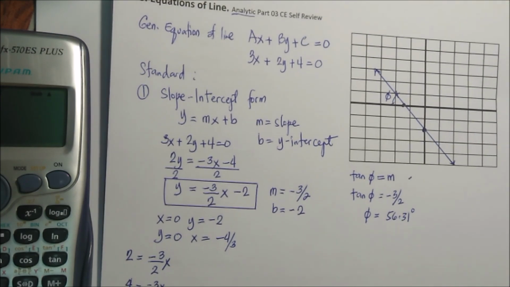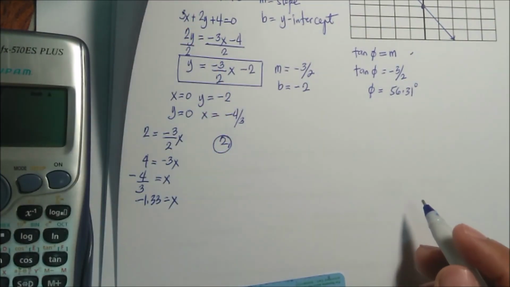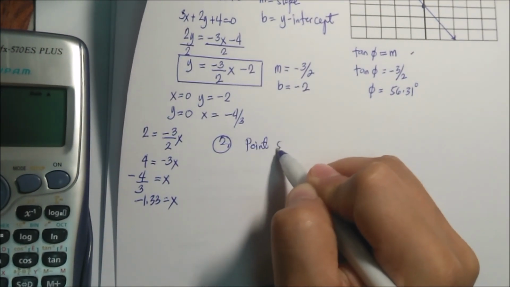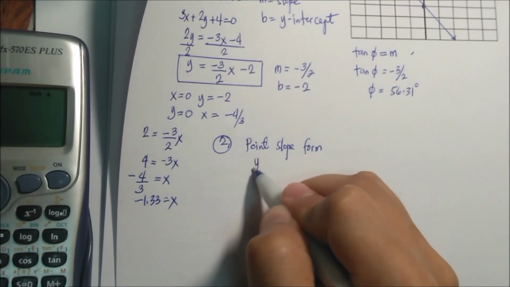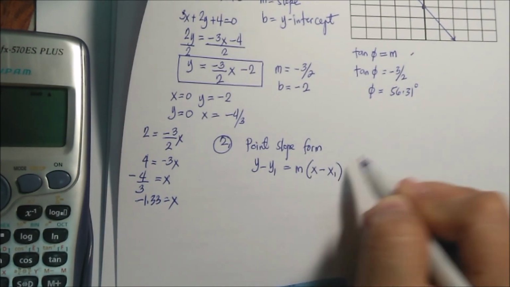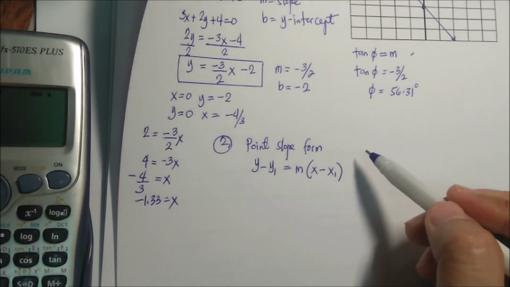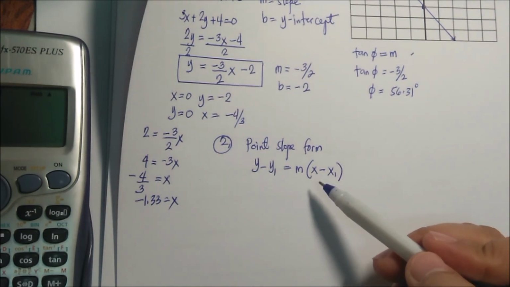Next, we have number 2, point slope form. This one is in the form y minus y1 equals m times x minus x1. This form is used when the slope is given, and at least one point along the line is given also.